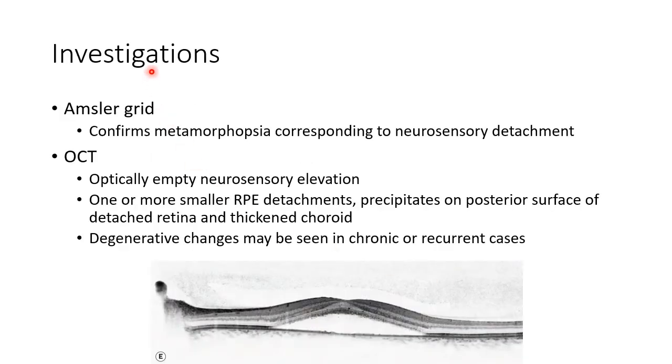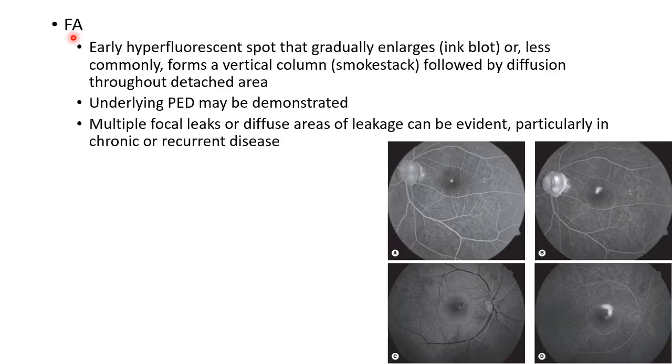Coming to the investigations done for a case of CSR, first one is Amsler grid. This confirms metamorphopsia corresponding to neurosensory detachment. We can do OCT. OCT shows optically empty neurosensory elevation, as you can see in this picture. One or more smaller RPE detachments, precipitates on posterior surface of detached retina, and thickened choroid can also be seen in OCT. OCT can also demonstrate degenerative changes which can be seen in chronic or recurrent cases of CSR.